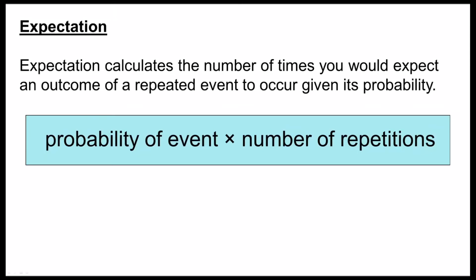In today's lesson, we're going to have a look at expectation. Expectation calculates the number of times you would expect a certain outcome of a repeated event to occur given its probability. To calculate the expectation, you simply take the probability of the event happening and times it by the number of repetitions. Let's have a look at some examples of this.